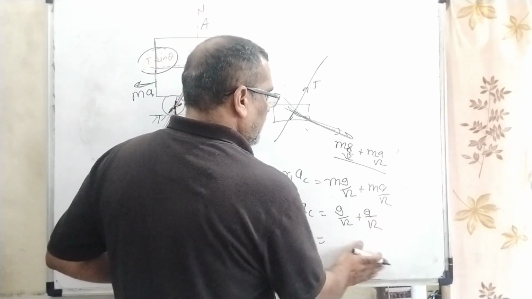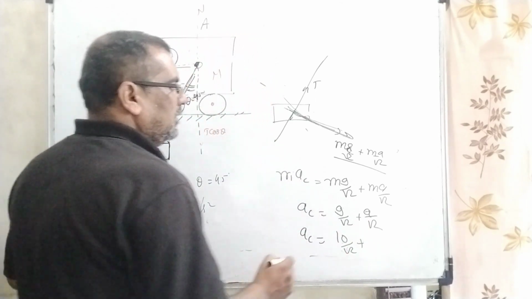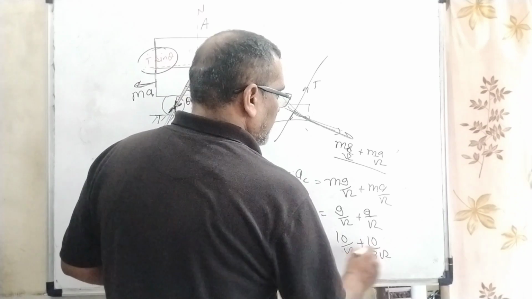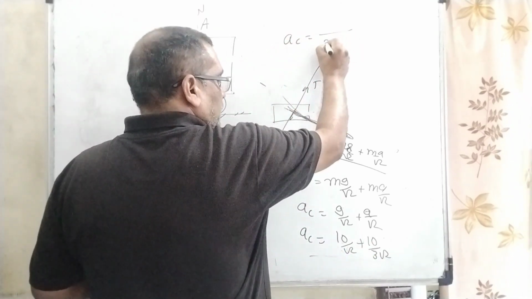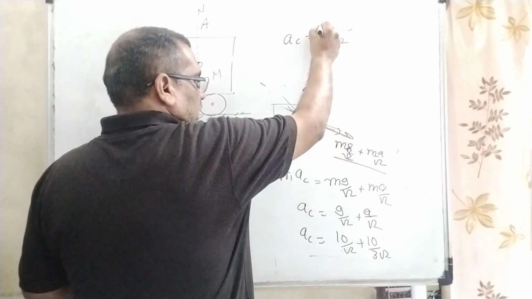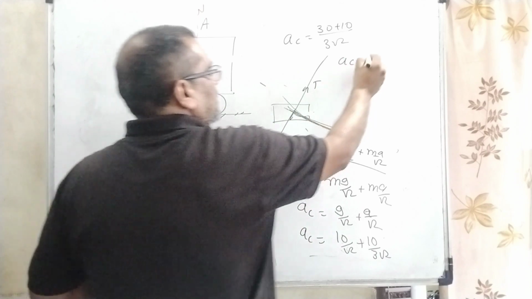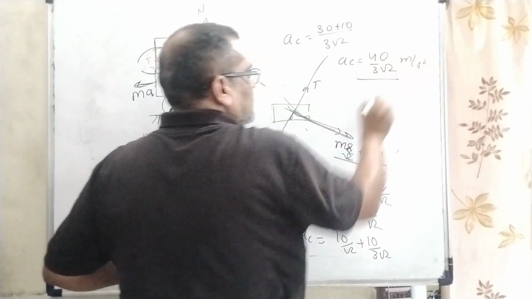So what is the value? That is 10 by root 2. And what is the value of a? That is 10 by 3, and that is root 2. Taking the LCM, 3 root 2, and 30 plus 10, the centripetal acceleration is 40 by 3 root 2 meter per second square.